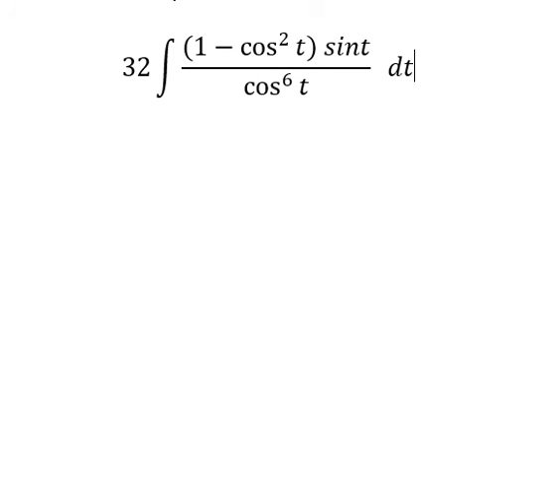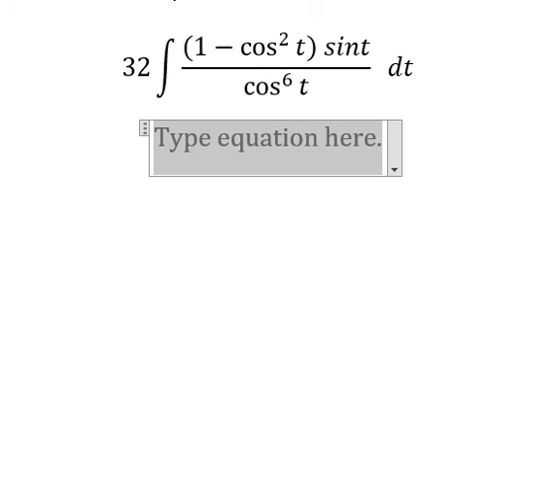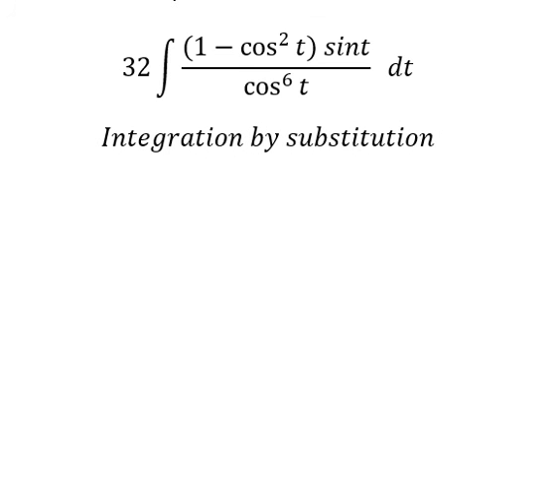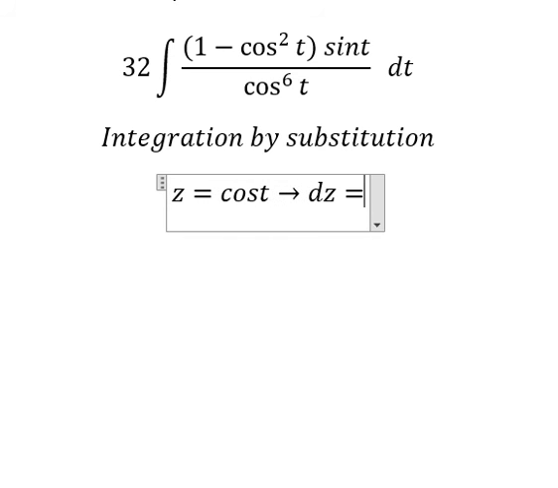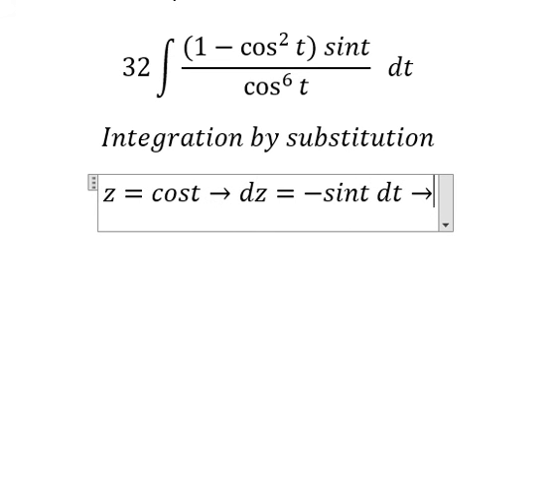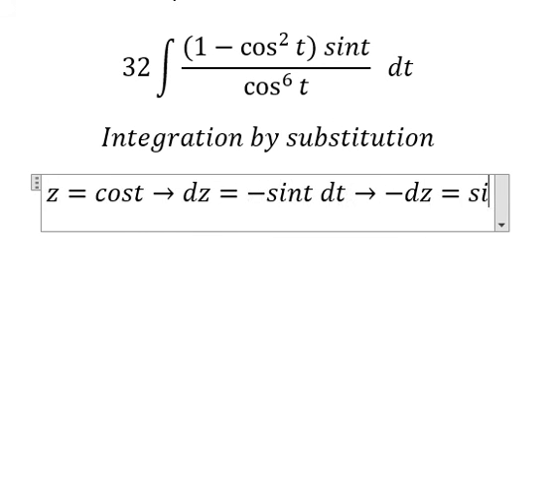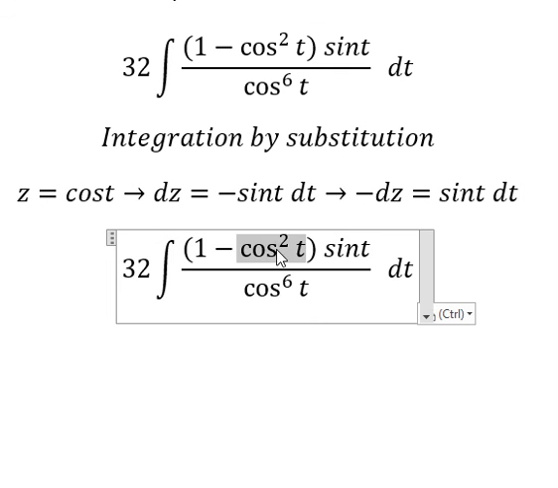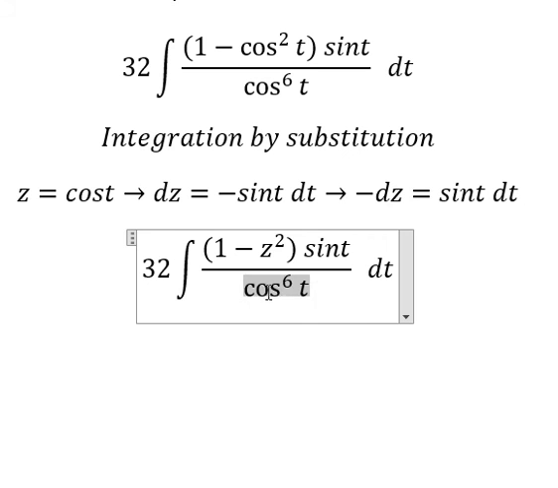Now we can use integration by substitution. So I will put z equals cosine t. dz, you get negative sin t dt. Because we don't have the negative sign in here, I will put the negative to the left. This one you get z squared. This one you get z to the power of 6. Sin t dt we change by negative dz.